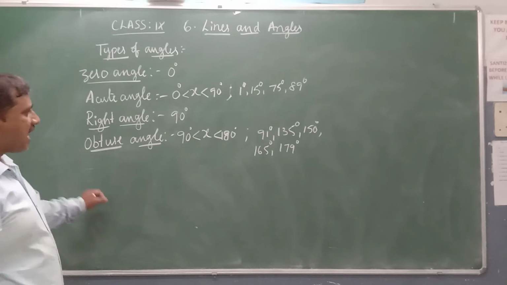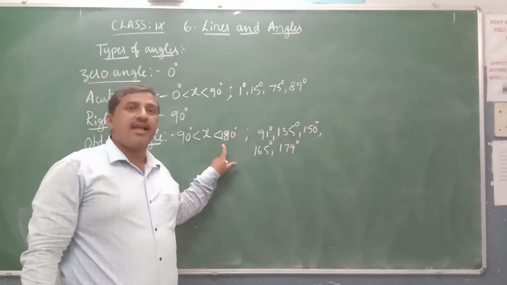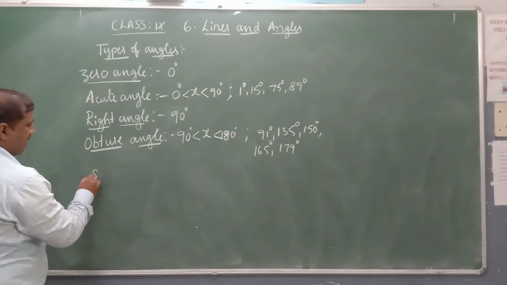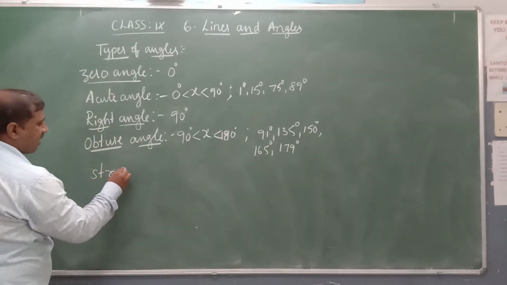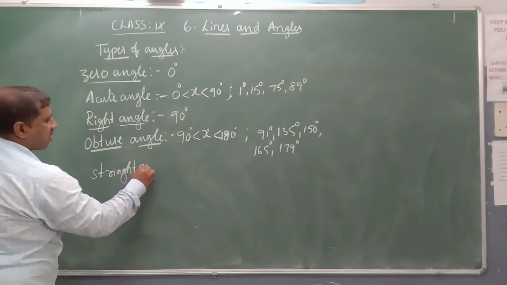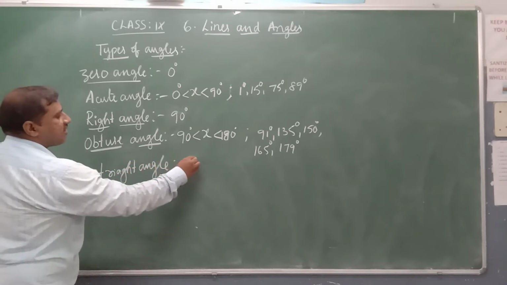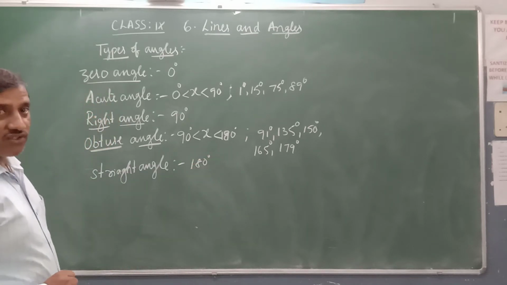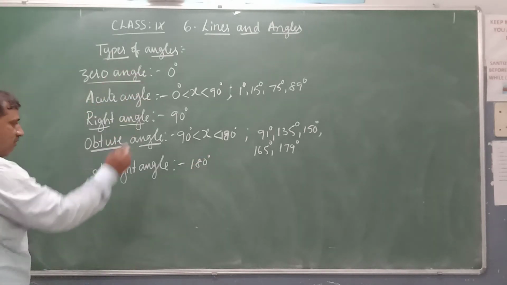Now, what do we call an angle whose measure is 180 degrees? It is a straight angle. So what is a straight angle? An angle whose measure is 180 degrees. Such angles are known as straight angles.